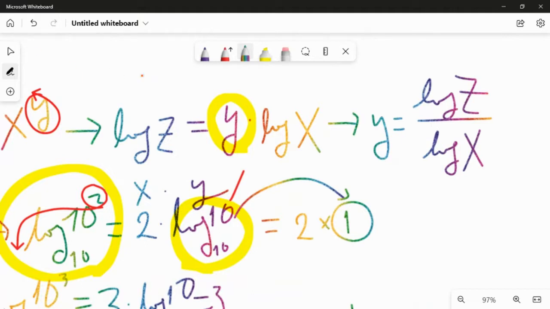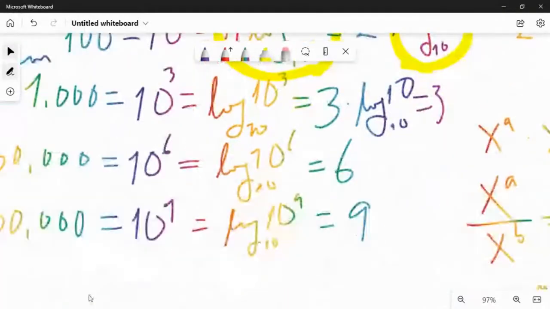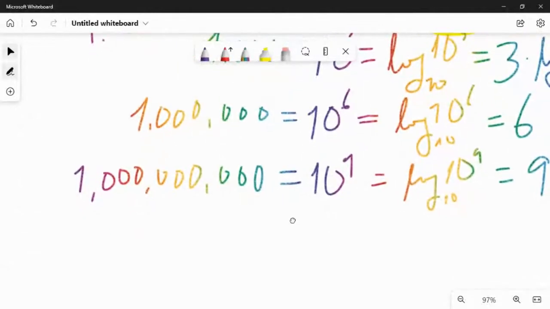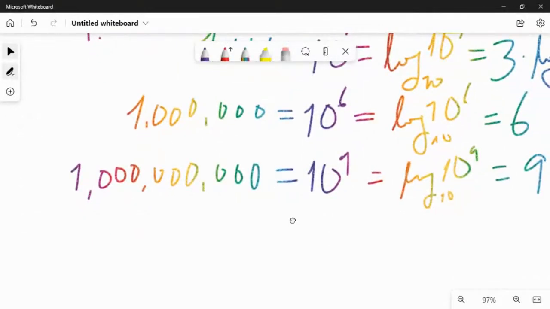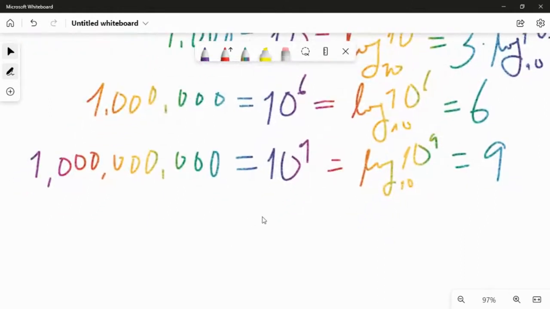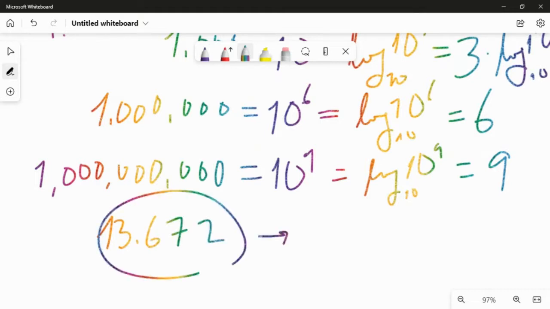But then here is a problem. It's not really that simple. Why? Because can we use common log? Common log is the log that uses 10 as the base. It's not impossible. But the problem is, think about it. What if the number we want to take the log of is 13.672? I mean, how do we know?